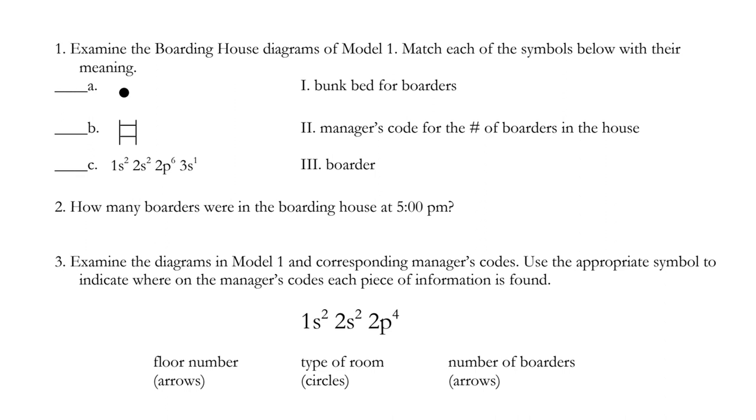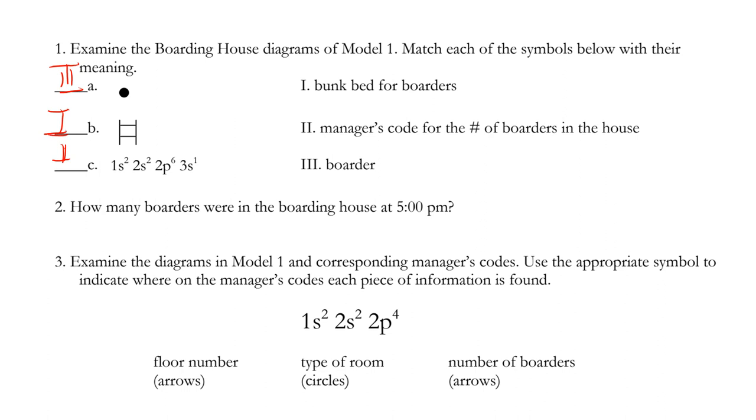So examine the boarding house diagrams of Model 1. Match each of the following symbols. So letter A, the dots, that represents the boarder. So that's Roman numeral 3. Letter B is a bunk bed. And letter C is a manager's code, with the 1s2, 2s2, 2p6, 3s1 being the manager's code.